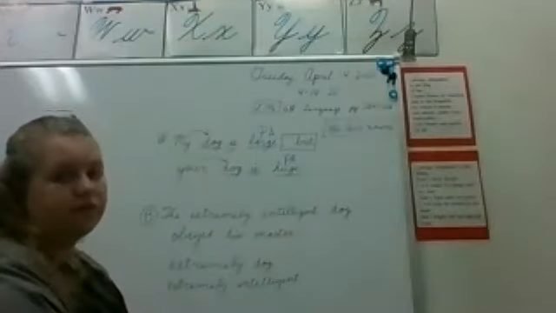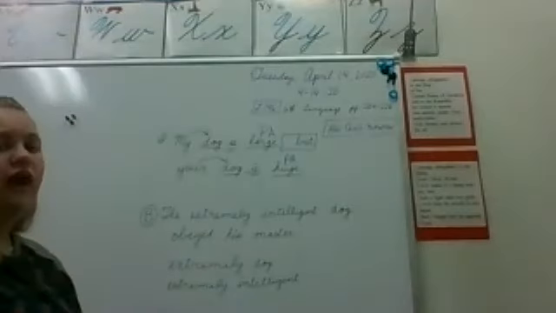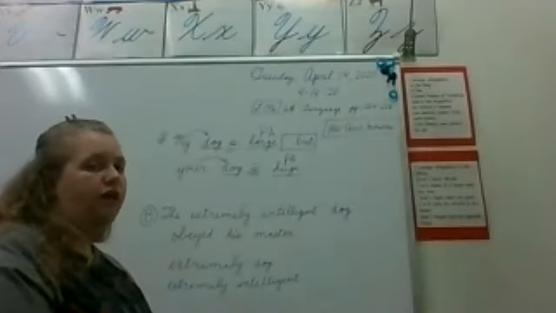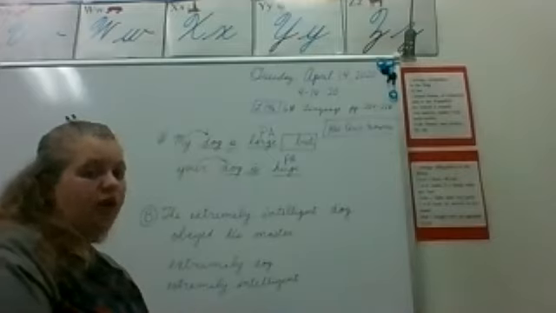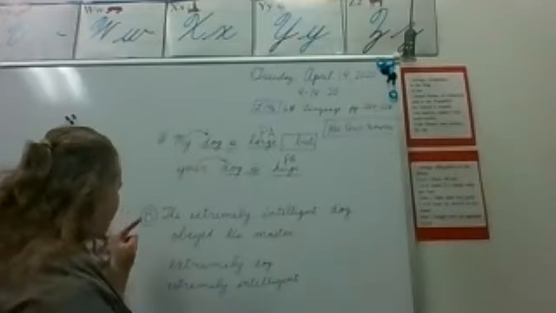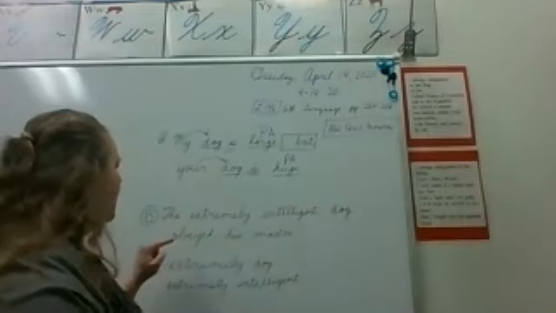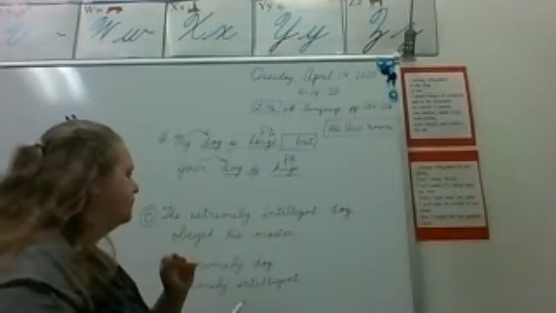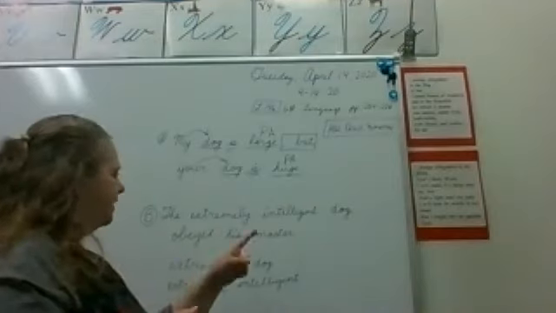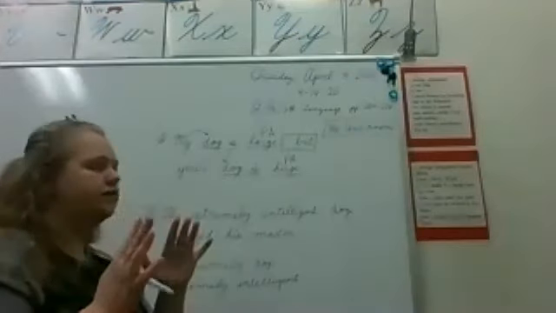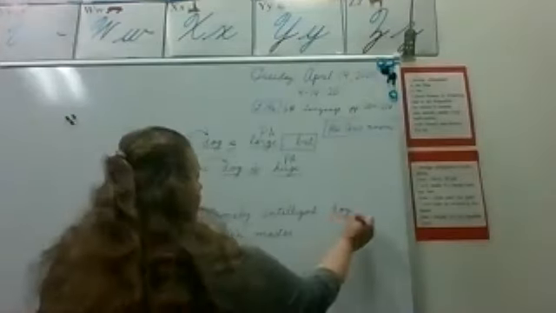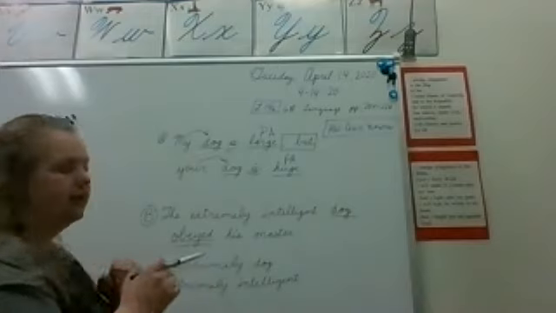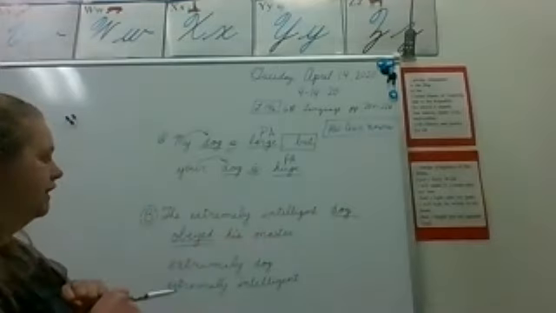So looking at this second sentence, I'm going to show you a way to clearly tell if a word is describing the noun or if it's describing an adjective, okay? The extremely intelligent dog obeyed his master, okay? First of all, we can find our subject and verb. What's our subject? What are we talking about? The dog, right? Dog. And what did the dog do? He obeyed, right? Very good. Okay, dog obeyed.